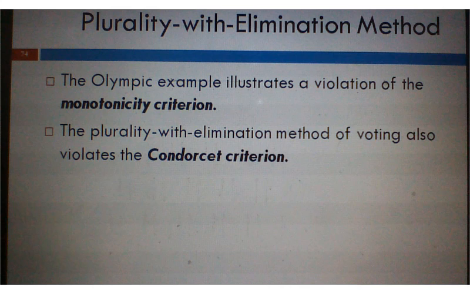Okay, so that's a good example of a violation of the monotonicity criterion. And this can also sometimes violate the Condorcet criterion. So if we were to match everyone up head to head, the winner might not, or the Condorcet candidate might not actually be the winner.